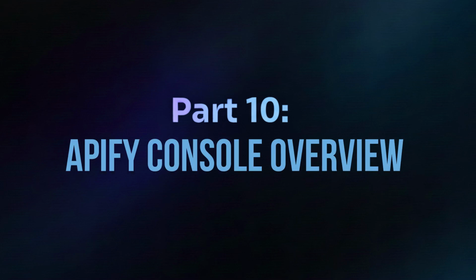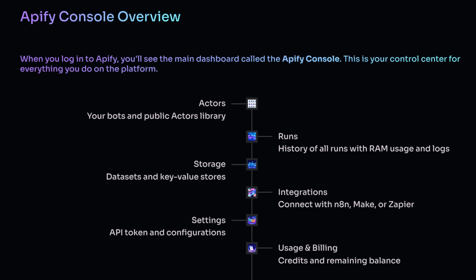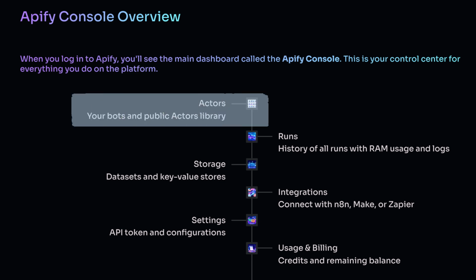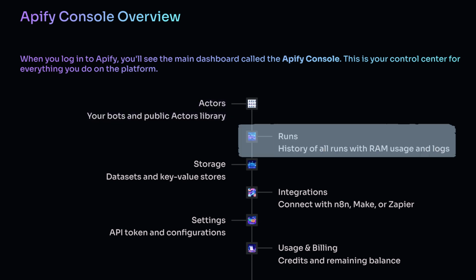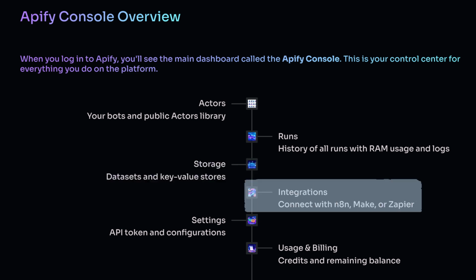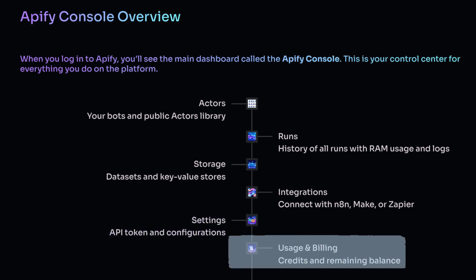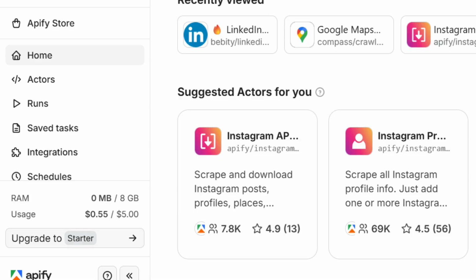Now Part 10, Apify Console Overview. When you log into Apify, you'll see the main dashboard, called the Apify Console. It has different sections. Actors, a list of your bots and public actors. Runs, a history of all your runs with RAM usage and logs. Storage, where datasets and key value stores are saved. Integrations to connect Apify with N8N, Make, or Zapier. Settings and integrations, where your API token is located. Usage and billing, where you can check your credits and remaining balance. This is your control center for everything you do on Apify.